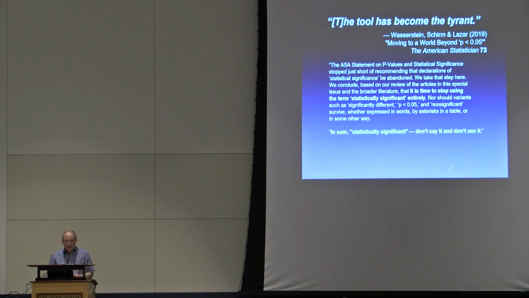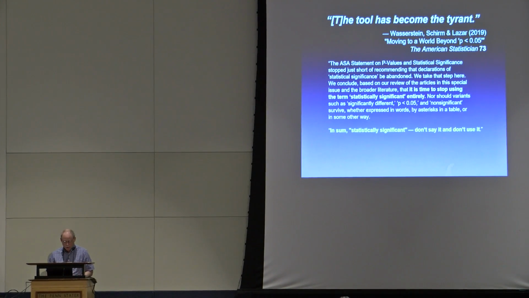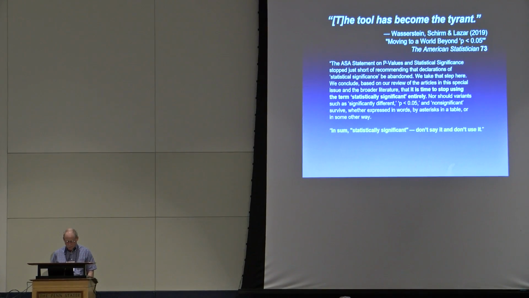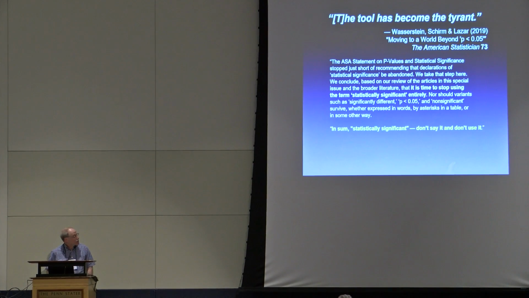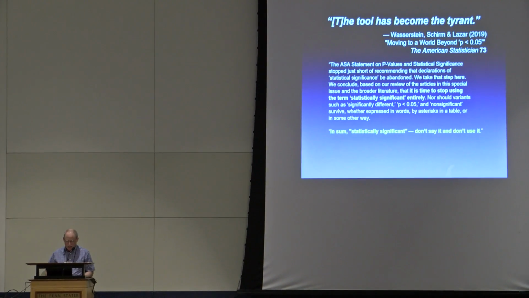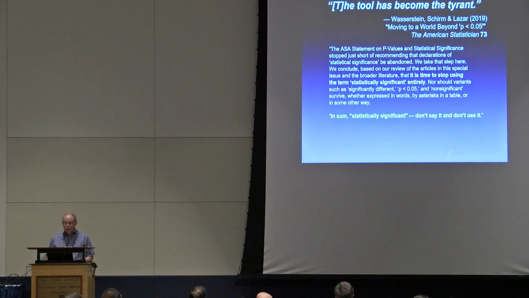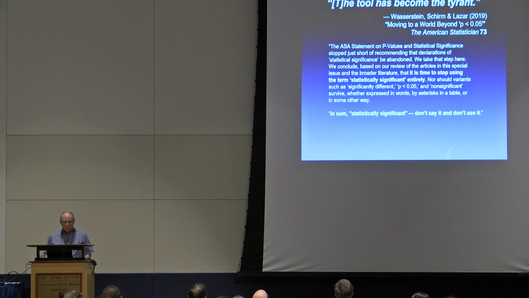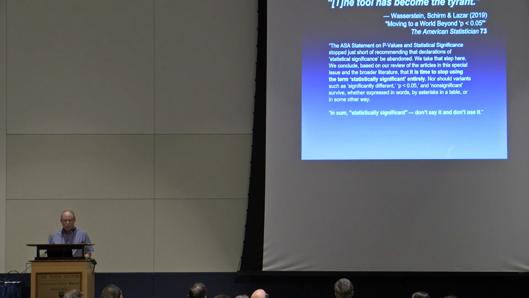And in the American Statistician paper, the tyrant is statistical significance. About 3 years ago, as Alan pointed out, the ASA issued a statement on statistical significance. In this article, they elaborate on that, and I'll just read you a little bit. The ASA statement on p-values and statistical significance stopped just short of recommending that declarations of statistical significance be abandoned. We take that step here.